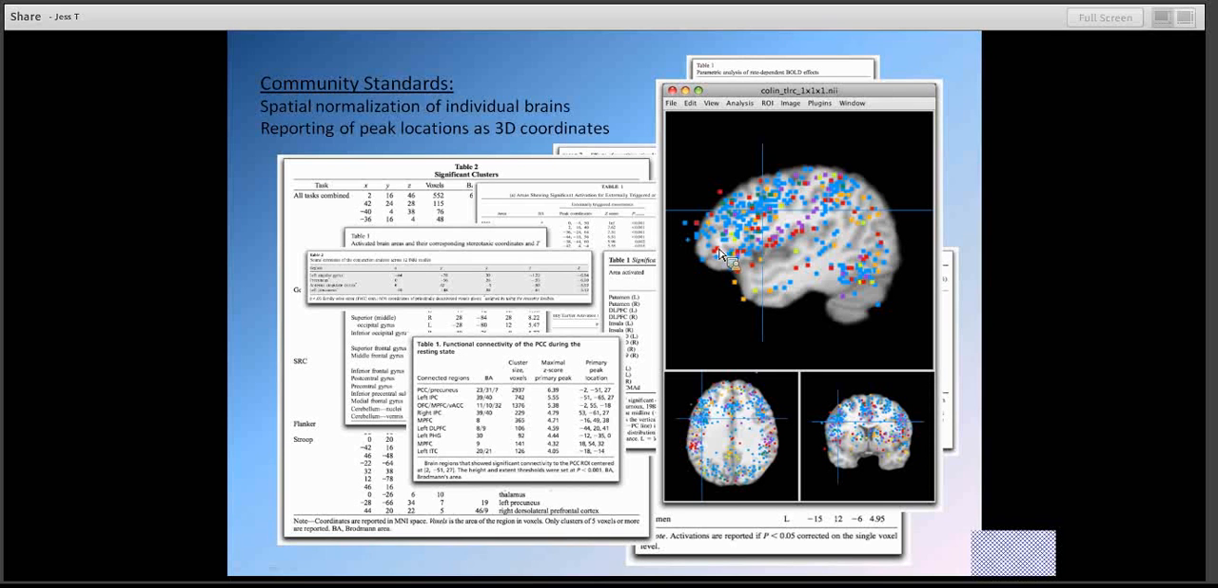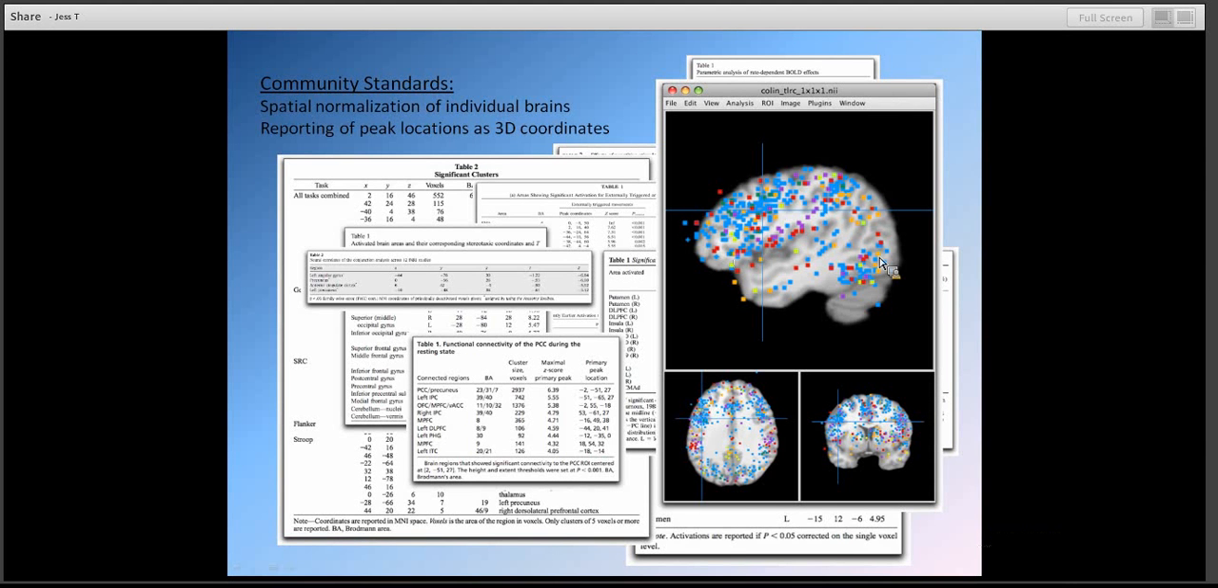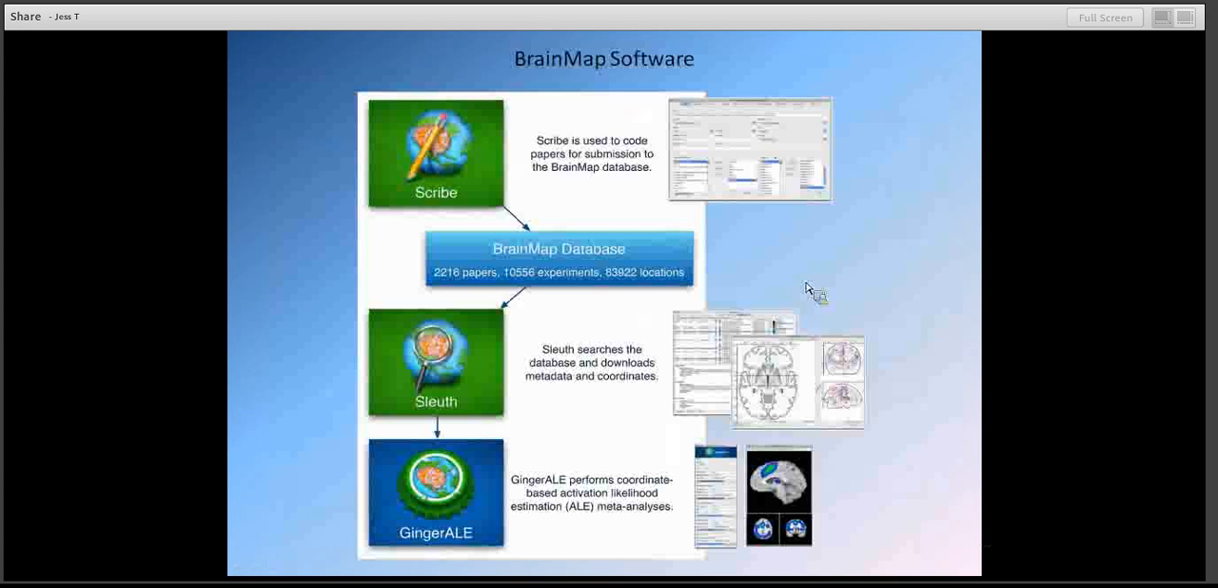Okay, so they can actually extract from all of the papers dealing with a particular task where the areas of activation were reported, and you can see there's quite a few. Now, Scribe is using papers. The BrainMap database can. Oh, I thought it was more papers than that at this point, but lots of experiments and lots of location coordinates. Sleuth allows you to search the database using the standardized terminologies, and then GingerALE provides the coordinate-based activation likelihood estimate for meta-analyses.